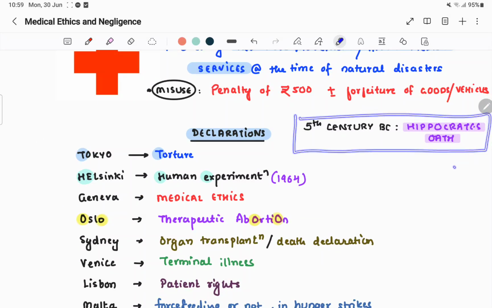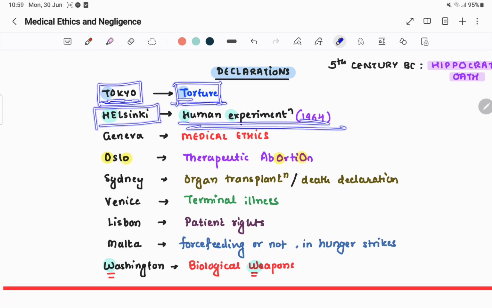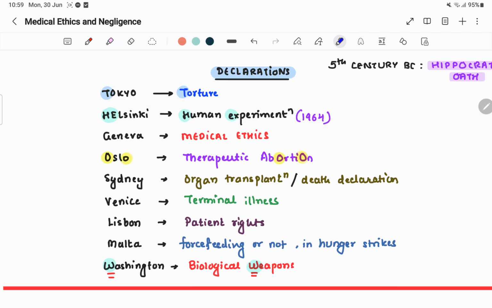In the 5th century, the Hippocratic oath was some declarations are there, like the Tokyo Declaration for governing torture. You can remember TT. Helsinki was the human experiment declaration, first for human clinical trials. This Helsinki was introduced, right? And then we have Geneva for medical ethics. This Helsinki Declaration was then implemented as GCP guidelines, that is Good Clinical Practice guidelines, and based on GCP, we have ICH, International Council for Harmonisation guidelines, based on which our clinical trials, phase 1, phase 2, all are there.